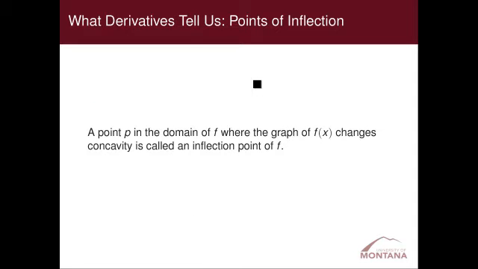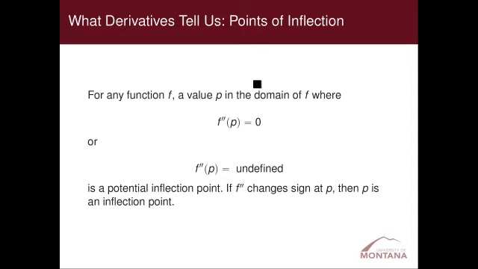So if we call a point P in the domain of f where the graph of f of x changes concavity an inflection point, then we can find those inflection points like we did in the opening example. We can first find the spots where the second derivative is equal to 0. It turns out that it's not just that. It's also spots where the second derivative is undefined. But those are the potential inflection points.